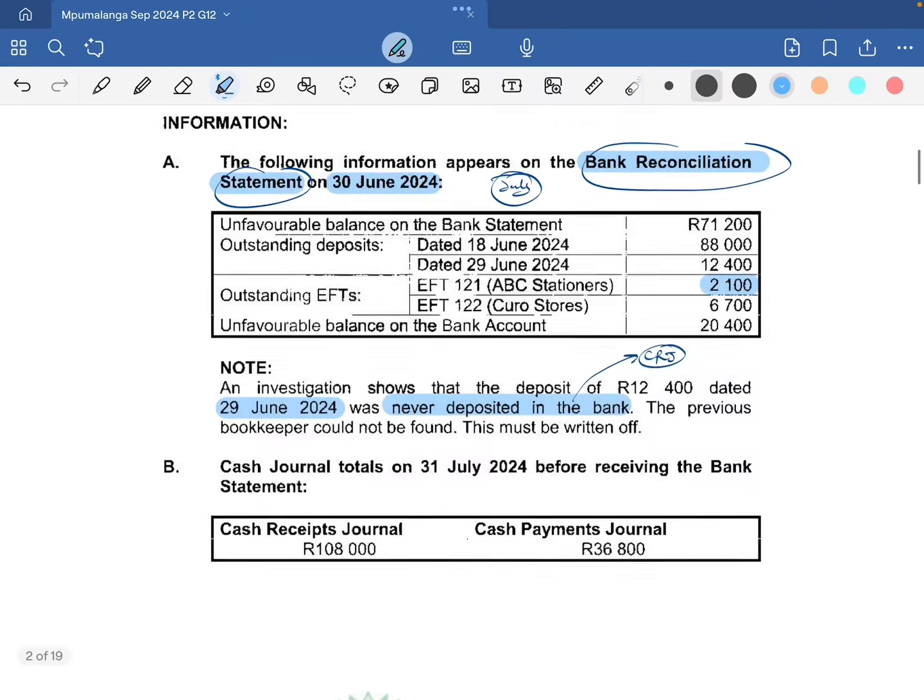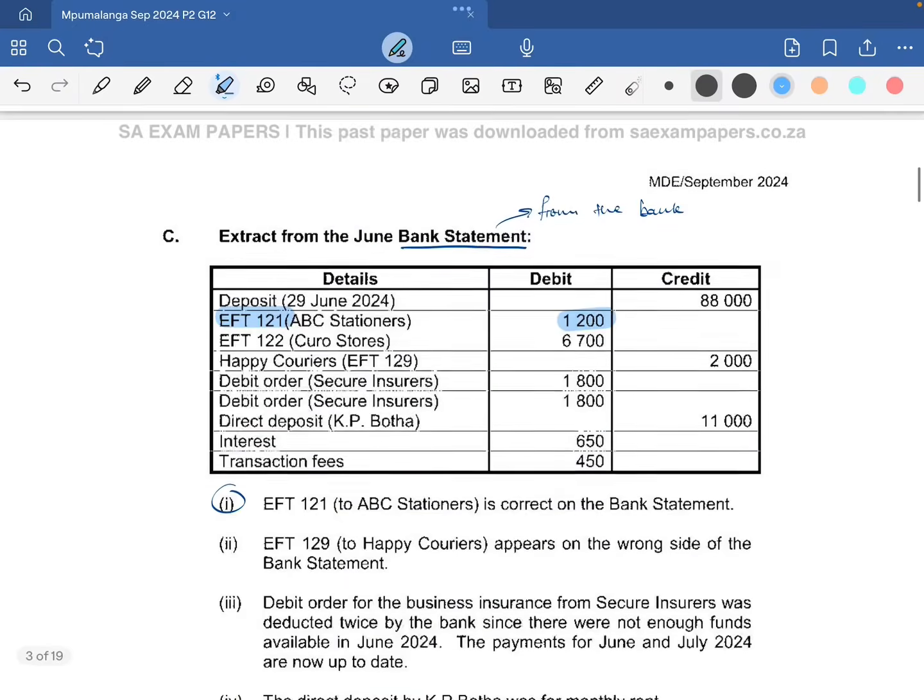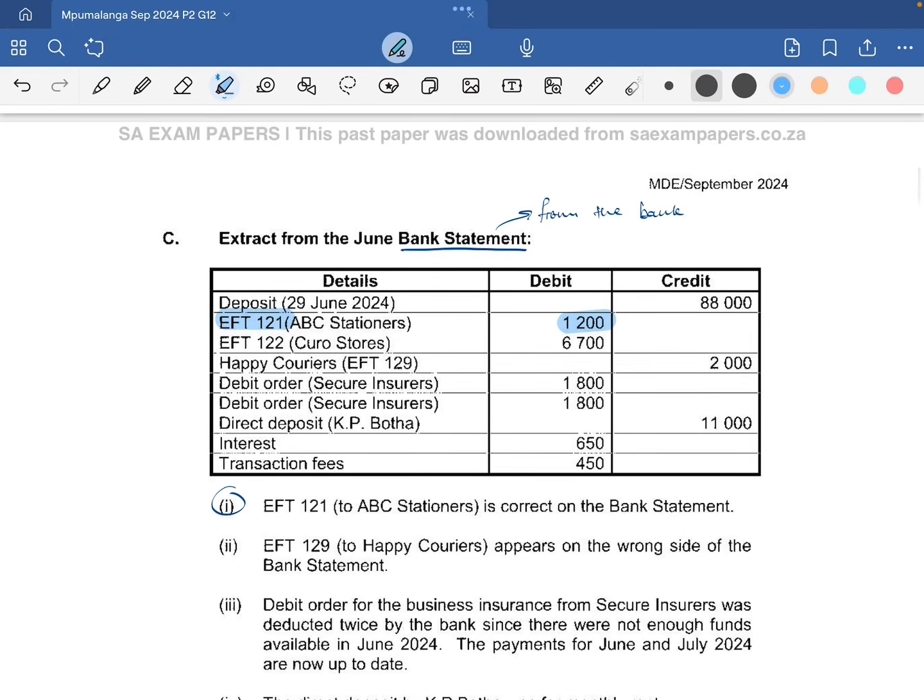Oh, we showed it as 2,100, I beg your pardon. And then the bank says no, the payment is actually 1,200. So there's a difference there between 2,100 and 1,200, right? So now we need to calculate the difference between those two numbers, and then it is 900.